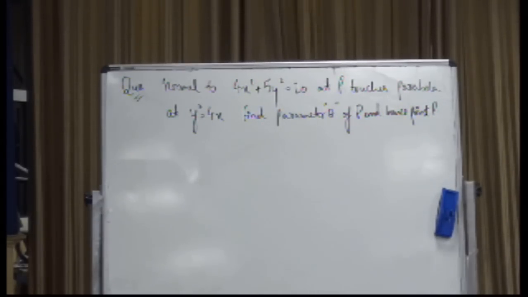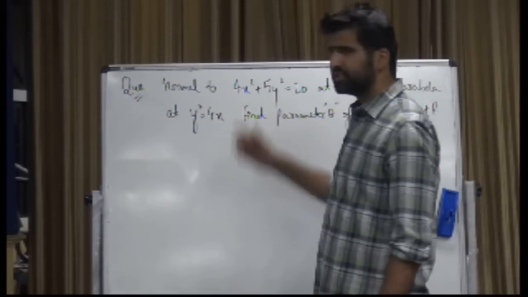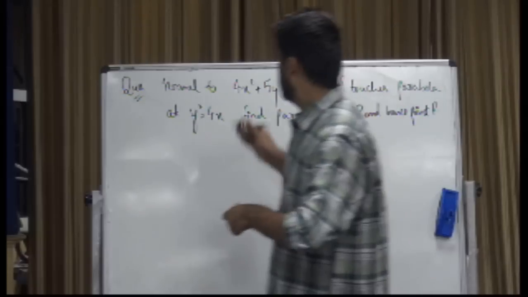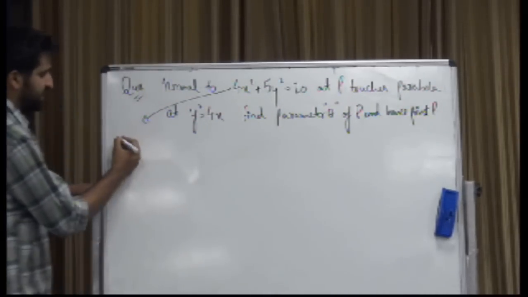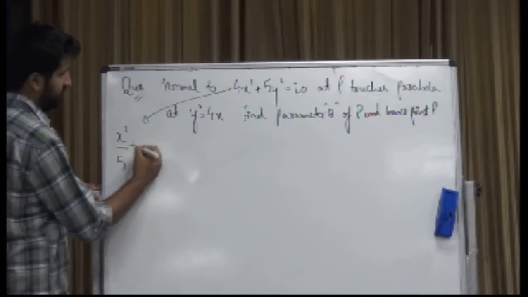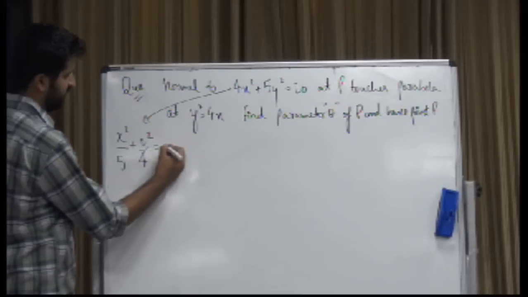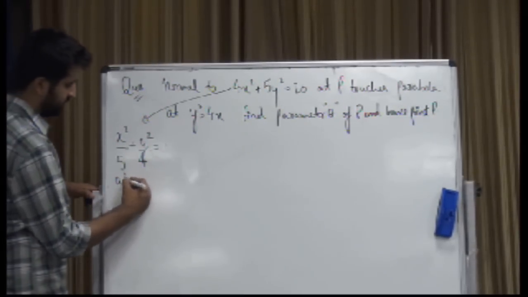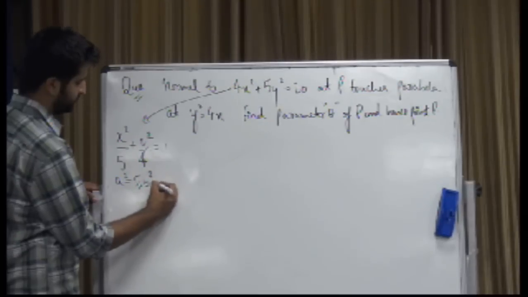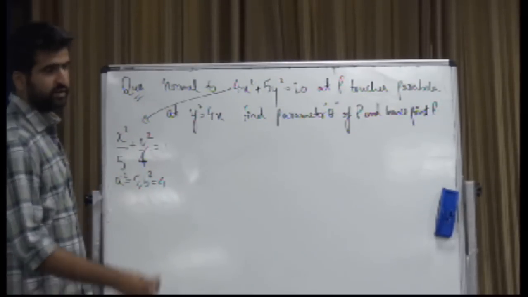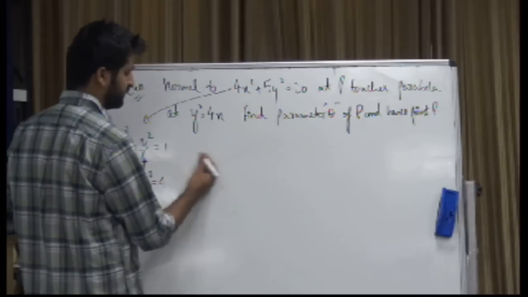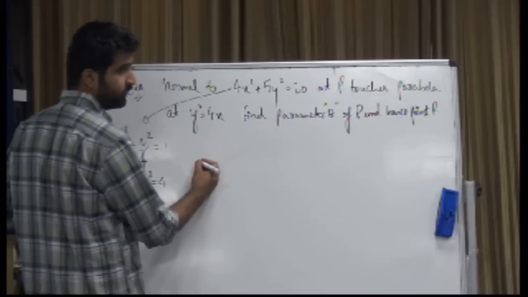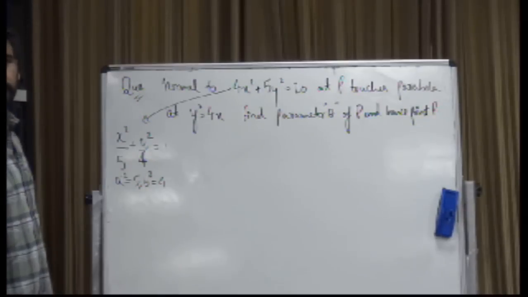Okay, this question is comparatively easy. What is the equation of normal in parametric form? We proved this. This is the ellipse x square upon 5 plus y square upon 4 is equal to 1, right? So a square is 5, b square is 4. So what is the equation of the normal? Ax, what was it? Equation of normal.